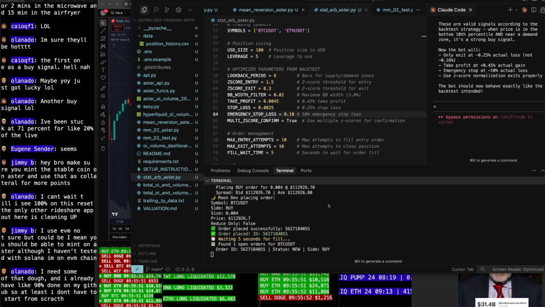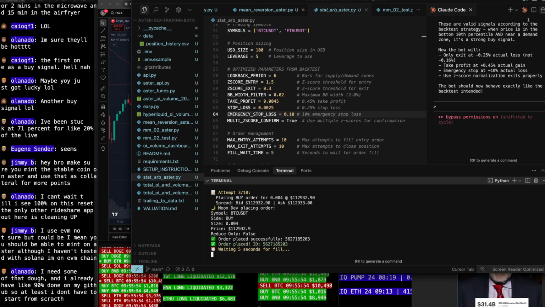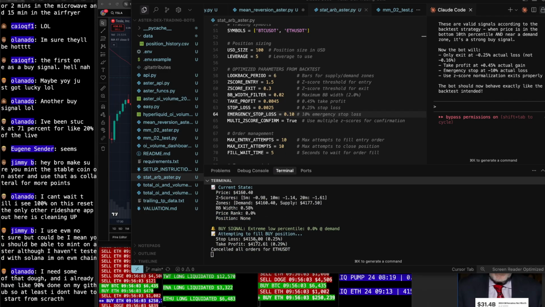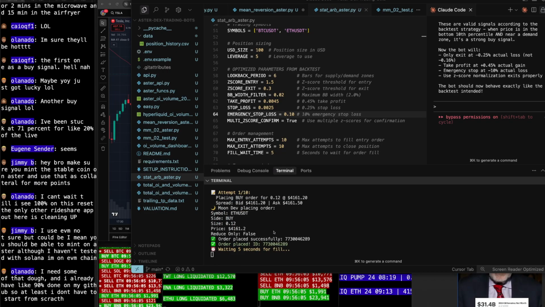So you can see it placed another order. So it's just going to place an order every 60 seconds essentially. I'm in another position. Analyzing ETH, extreme 0%. It's placing an order.